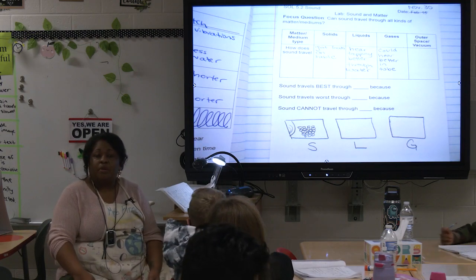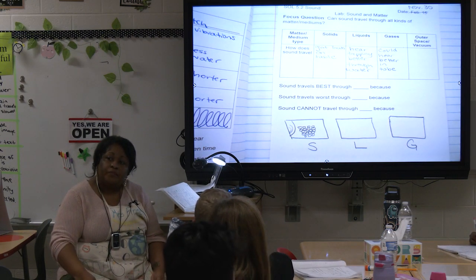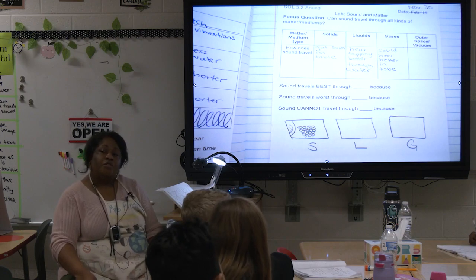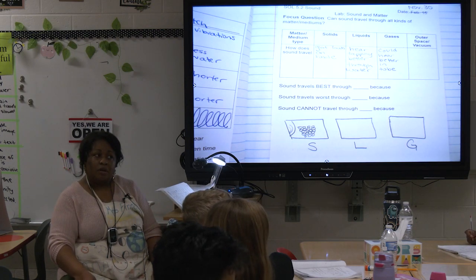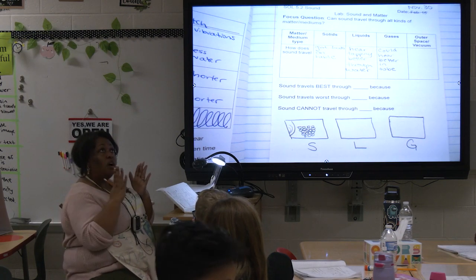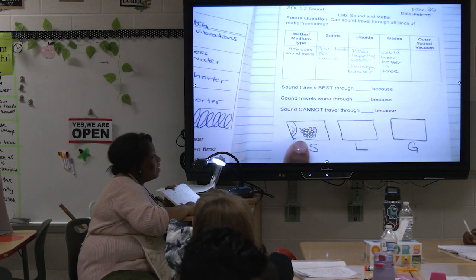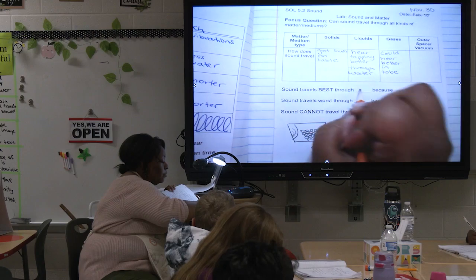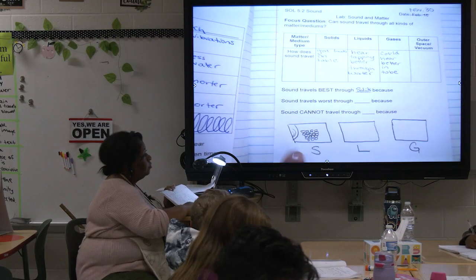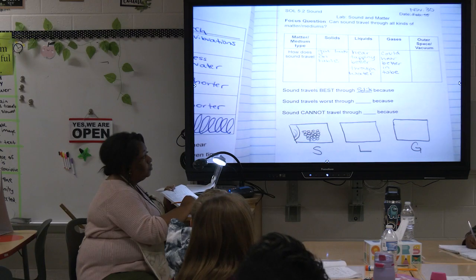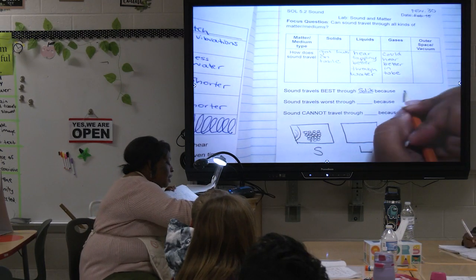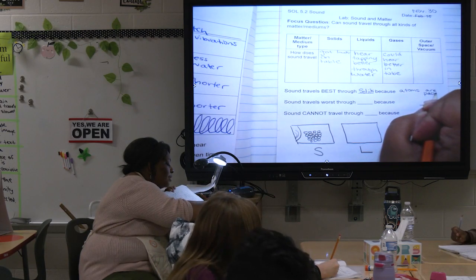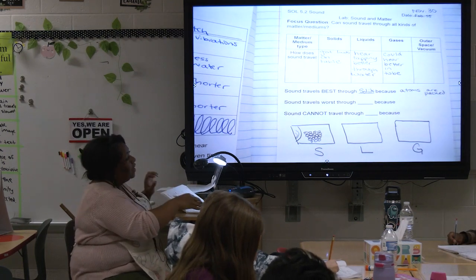If you were in a room with three people, would it be easy to bump into those three? No. If you were in a room with 30 people, would it be easy to bump into someone? If you were in the room with 300 people, would it be easy to bump into someone? Yeah. So if you get more packed together, it's going to be easy for those sounds to bump into each other. So we're going to say that sound travels best through solids. Why? Because they're close together. Thank you, Chloe with a C. Because atoms are close. Atoms are packed. Atoms are tight together. That's what we can say as our reason.